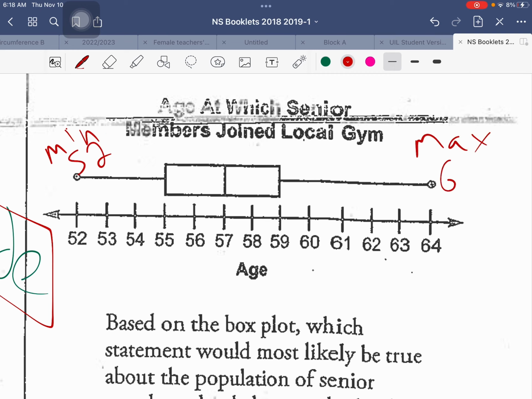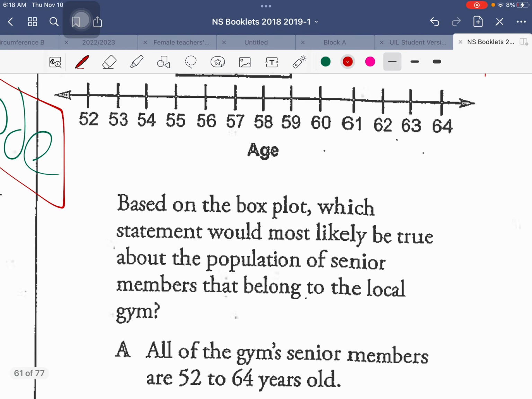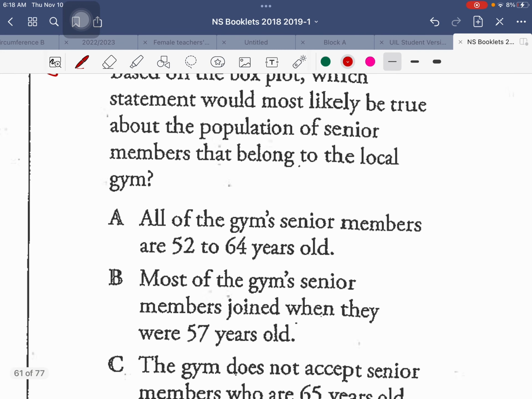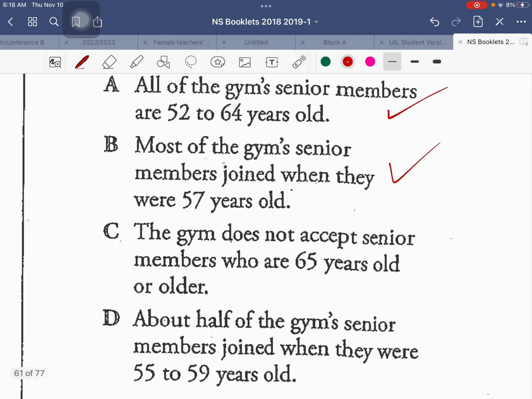Max, 64. The Q1 is 55. Q2, 57. And Q3, 59. Based on the box plot, which statement will most likely be true about the population of senior members that belong to the local gym? All right. Go ahead and check all of these, guys. Which one do you think is true?